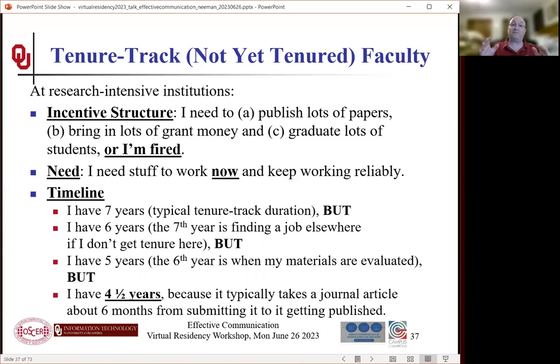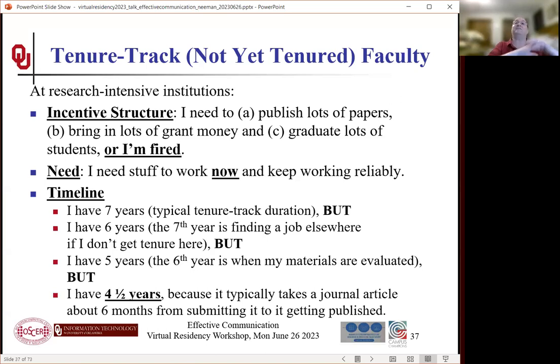Typical for a new tenure track faculty member is 7 years, but that 7th year is really the transition year. If they didn't get tenure, that's the year that they have cushion time to find a new job. So it's really 6 years, except that 6th year is when they're being judged on whether they get tenure. And that process takes quite a while, right?